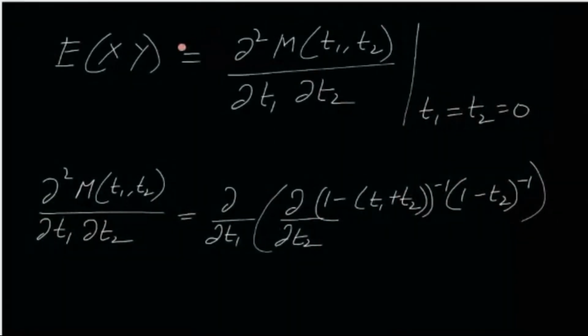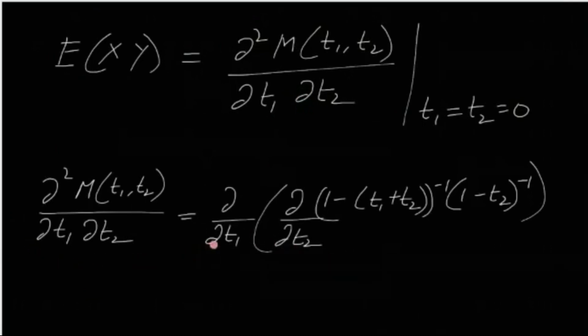But we don't actually need to know the joint distribution explicitly. We are only interested in the expectation of XY, because covariance of (X, Y) is nothing but expectation of XY minus expectation of X into expectation of Y. So what is the expectation of XY? It is nothing but the mixed partial derivative of the joint MGF with respect to t1 and t2 at the point t1 and t2 both 0. It's just partially differentiating the joint MGF with respect to t1 and t2. This is simple partial differentiation.